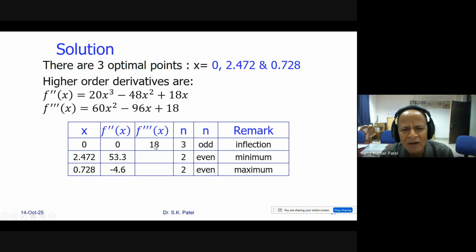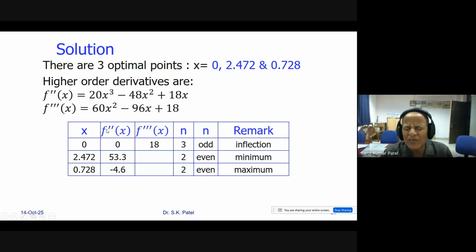And when you get it at the third order derivative, the value of small n will be 3. And since 3 is odd, we will write down that at x is equal to 0, we will get a point of inflection. Is it clear? Why is it a point of inflection? Because we get for the first time a non-zero value, that is 18, at third order derivative, because at second order derivative we are getting a value 0, which is not non-zero. So n is equal to 3, which is odd. That's why this is a point of inflection.